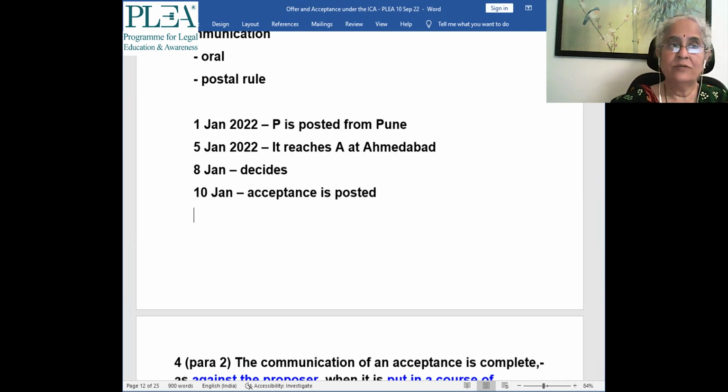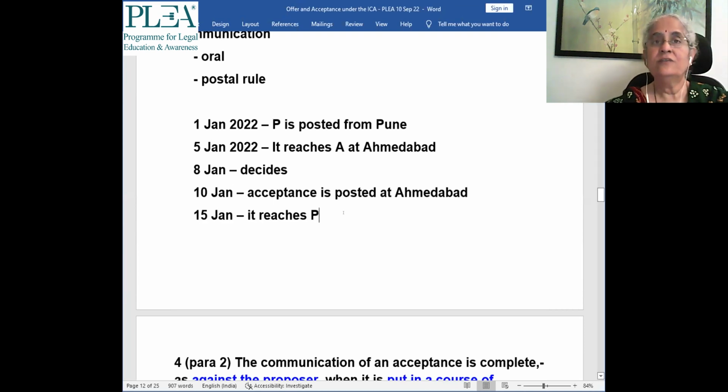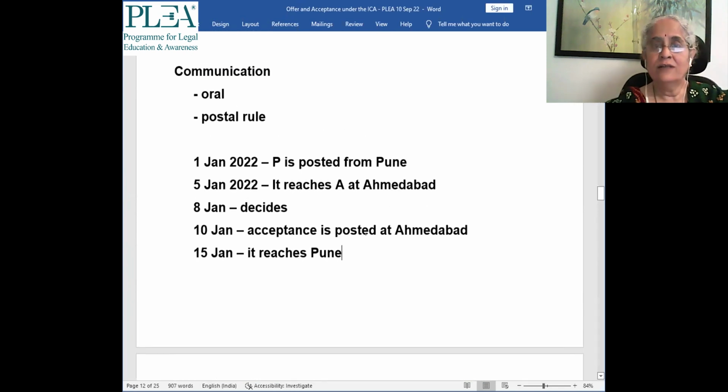On 10 January, the acceptance is posted. On 15 January, it reaches the proposer at Pune. And therefore, we ask: when is it that the acceptance is communicated? Because when it's communicated, it becomes a contract. The moment it is communicated, the contract has happened. So both the parties become bound to each other and they cannot separate.